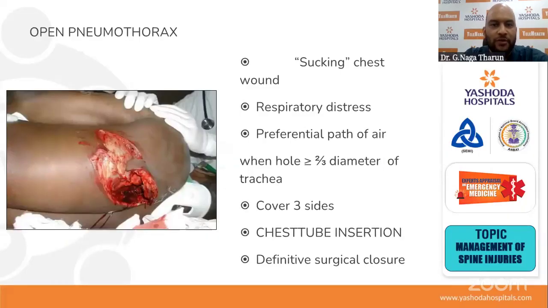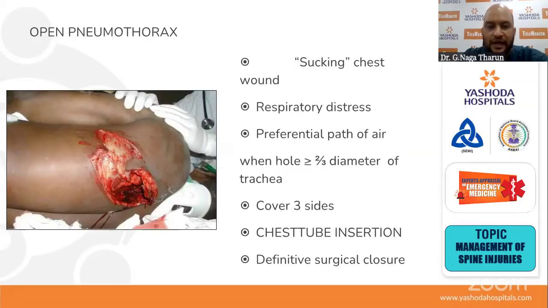Coming to open pneumothorax. Open pneumothorax is one of the most severe injuries. It can cause tension pneumothorax and everything. It is a sucking chest wound, and the patient presents with respiratory distress and a preferential path of air. This occurs when the hole is more than two-thirds of the diameter of the trachea. I'll discuss the management in a later slide.